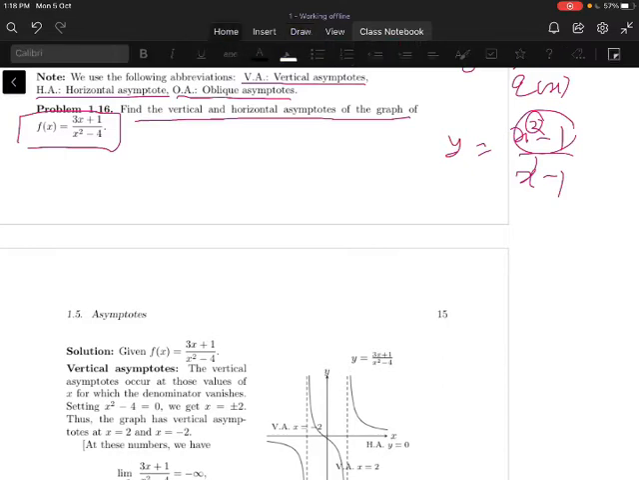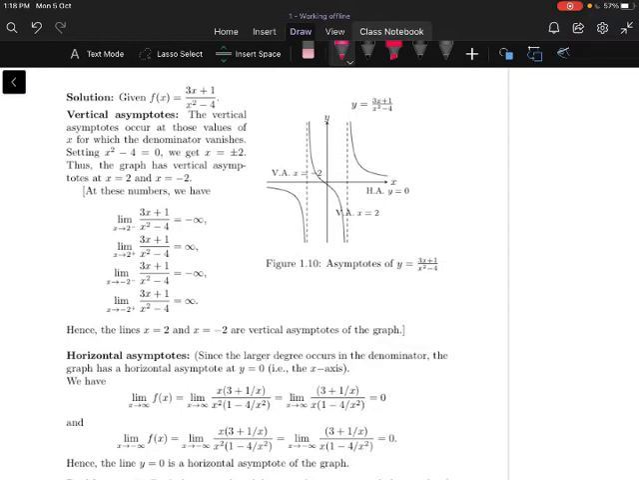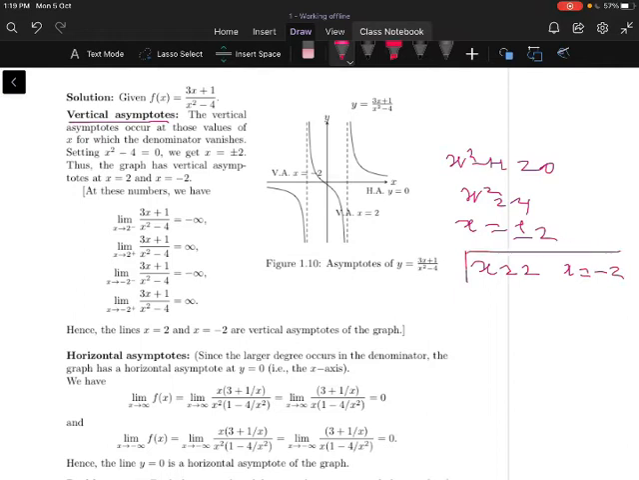First let us move to the vertical asymptotes. To find vertical asymptotes, what to do? As I told you, you make the denominator 0. What is the denominator of the function? x square minus 4 is equal to 0. x square is equal to 4. x is equal to plus or minus 2. x is equal to plus 2 and x is equal to minus 2 are the vertical asymptotes. So this is a very easy way to find the vertical asymptotes.